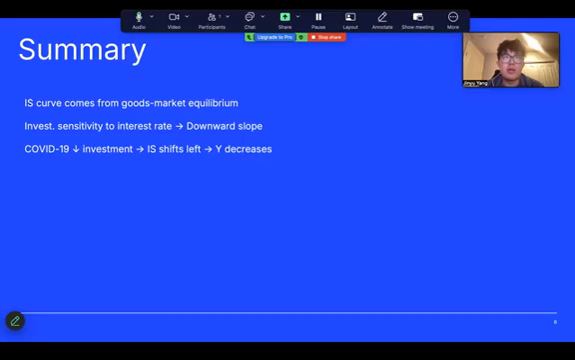So, to summarize, the IS curve, from the goods market equilibrium, slopes downward because a higher interest rate reduces investment and output. And real-world events like COVID-19, which lower investment and spending, can shift the IS curve to the left.